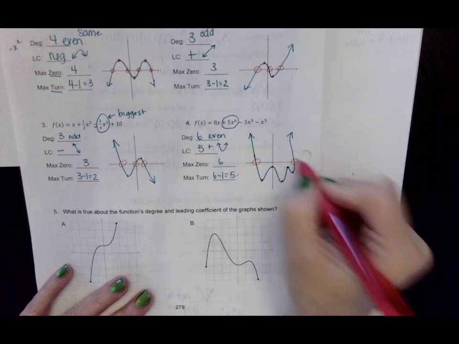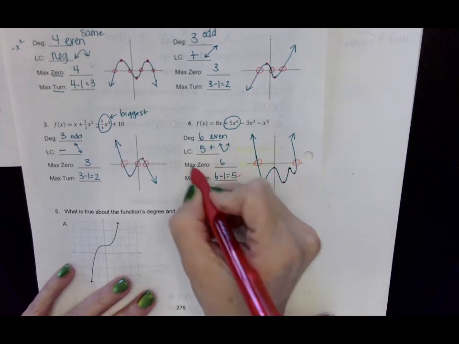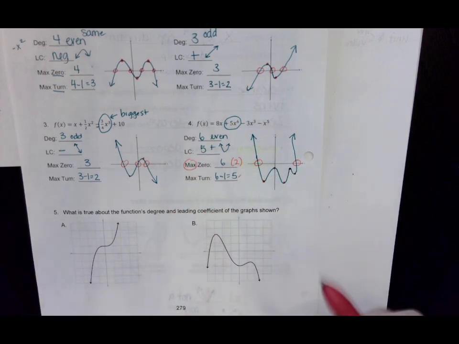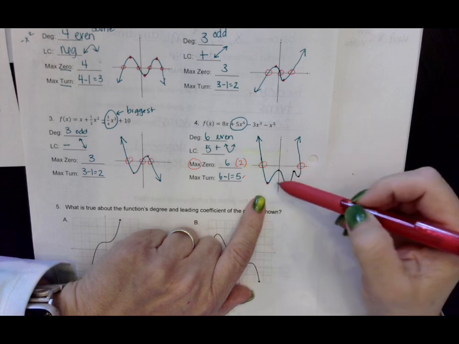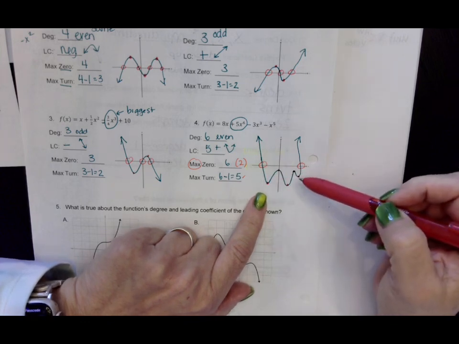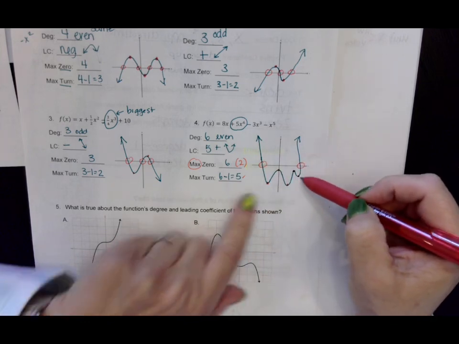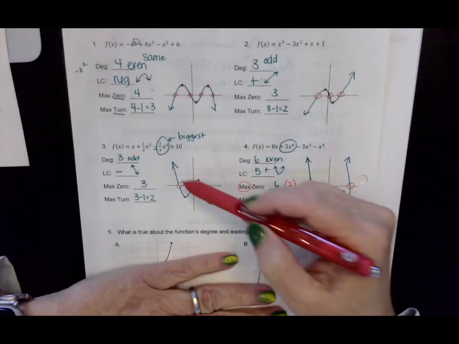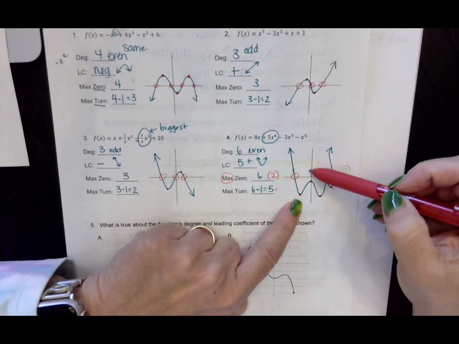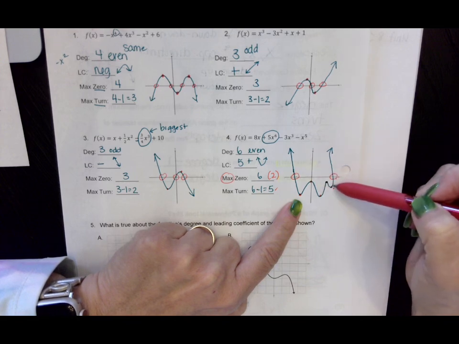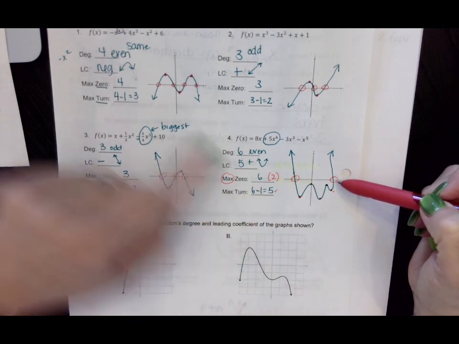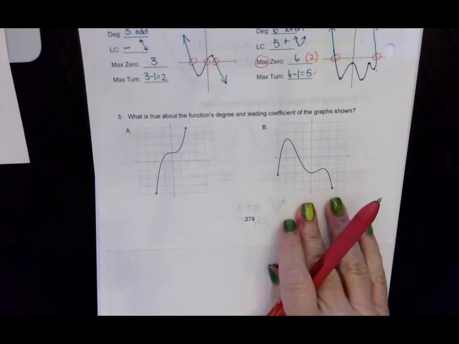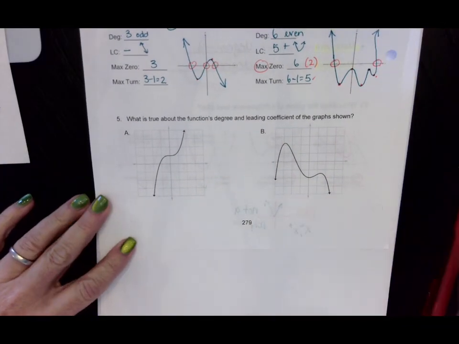And this has a maximum of 6 zeros. I have 1, 2 zeros. So here I have a max of 6, but I only have 2. Okay? This is okay. It's okay to have this. This is a possible sketch, right? 1, 2, 3, 4, 5 turns, but only 2 zeros. Now, if I was going to cross the axis every time, if I brought this up and brought it down and brought it up and brought it down, then I would have had 6 zeros.